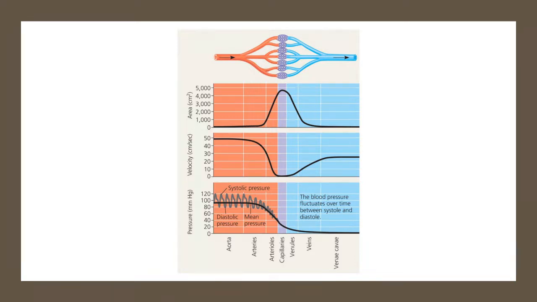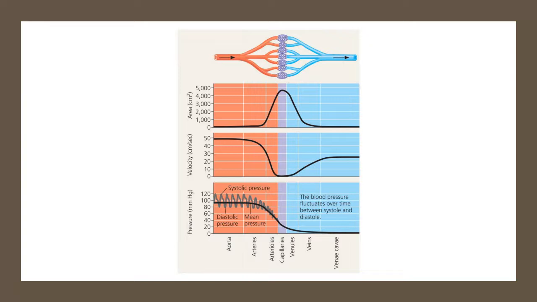Okay, in terms of cross-sectional area, what it means is this: which vessels have the highest cross-sectional area? Let's just try to read this graph. It's very easy. The aorta has a very small cross-sectional area, but then when you go to the capillaries, look what happens. That cross-sectional area increases drastically.